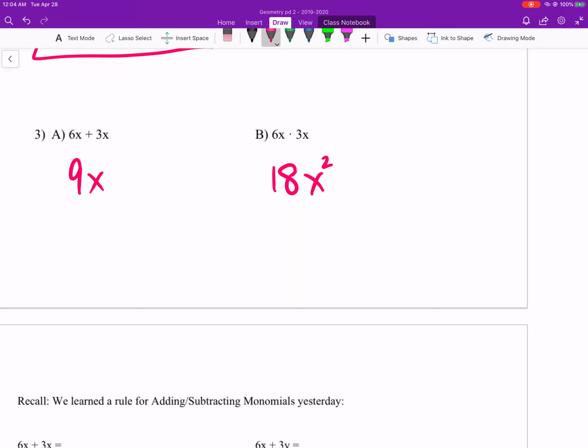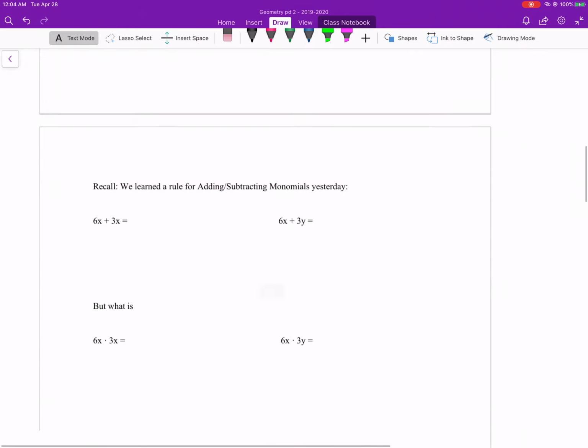And we're going to talk about where that comes from. Essentially, you just keep the variable of x, and then you add the exponents. This is really x to the first and x to the first. So you keep the x, and then you add the exponents, 1 plus 1, which is 2. That's where that comes from. All right?